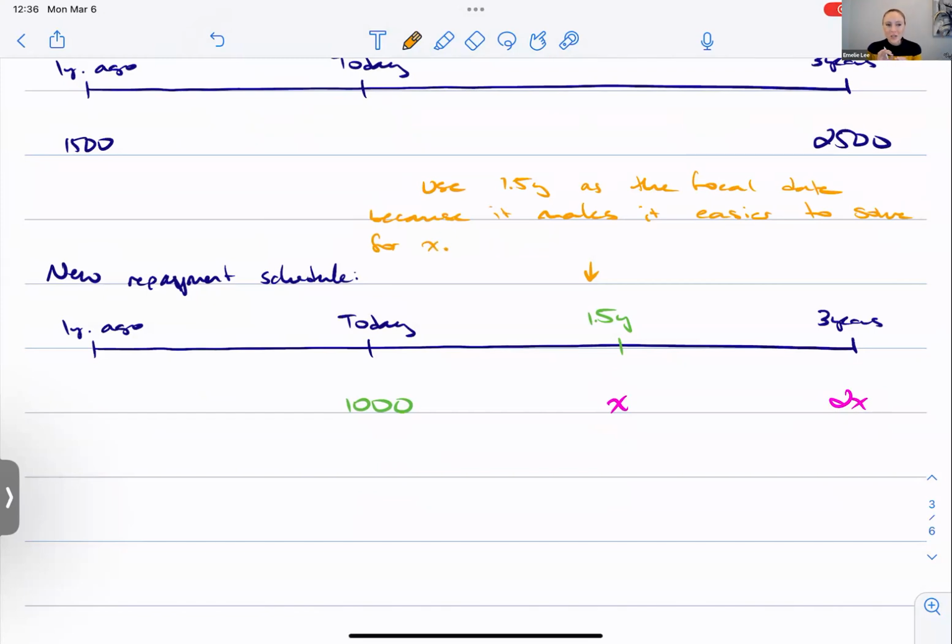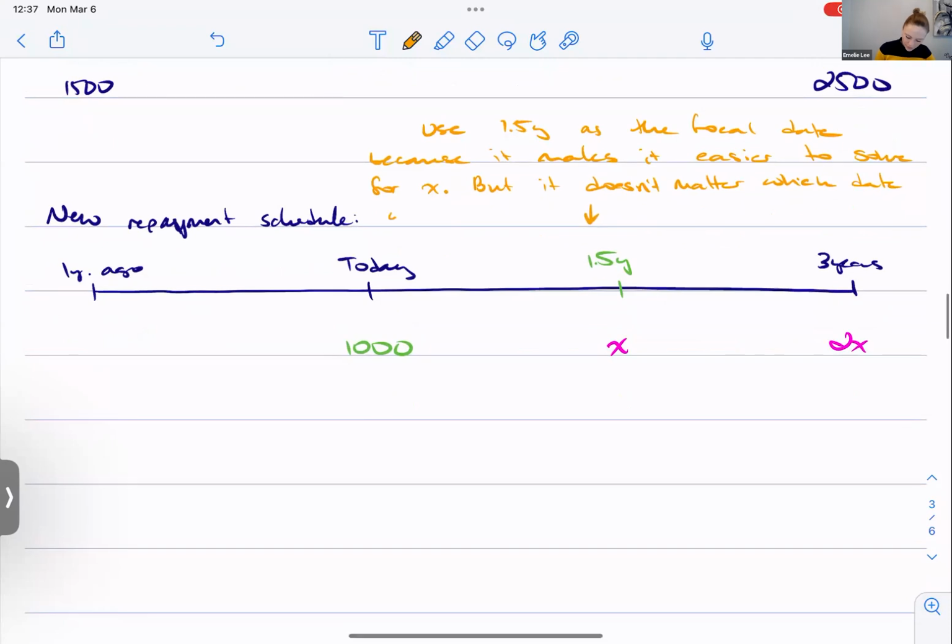But it doesn't actually matter which date you draw them all to, as long as you make all the payments equivalent to each other. I just like to draw it to X because otherwise I have to move X around, and that's annoying.